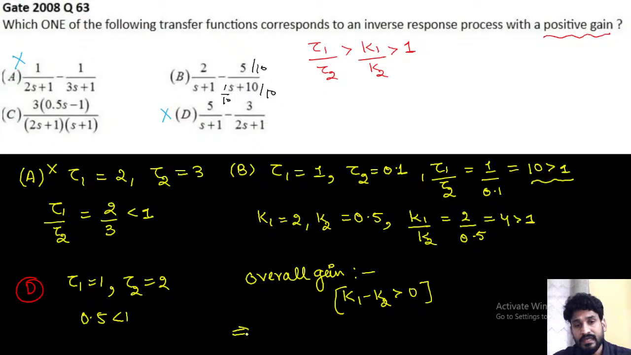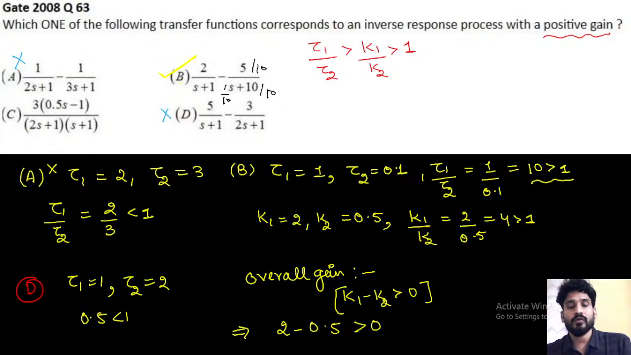It is clear. What is my K1? K1 will be my 2. What is the K2? K2 is my 0.5. K1 minus K2 is greater than 0. So this is my positive gain. So B is my correct option. It is clear to you or not?